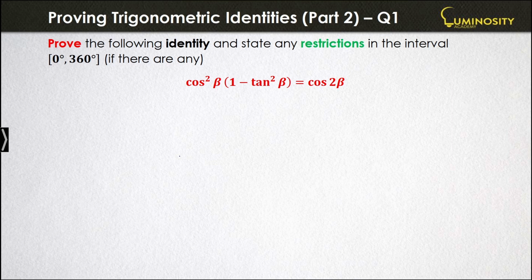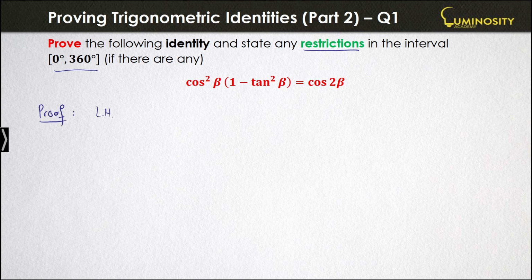Prove the following identity and state any restrictions in the interval 0 to 360 degrees if there are any. Okay, so I see a left-hand side and a right-hand side. The left-hand side definitely looks quite complicated because there's a tan as well and some squared terms. But the right-hand side is also a complex term, but it's a double angle formulae, which I think we could potentially simplify if we needed to. So I'm going to start with the left-hand side. So here's my proof.